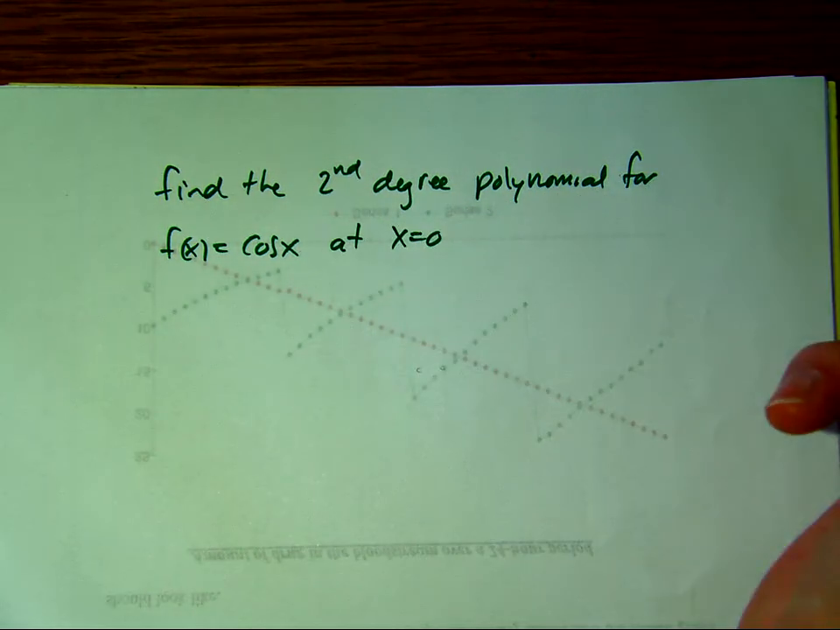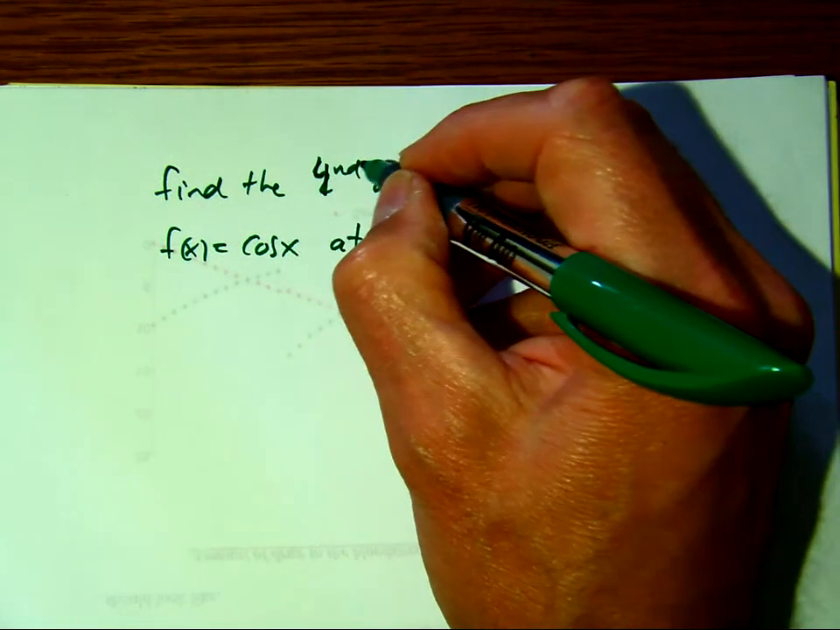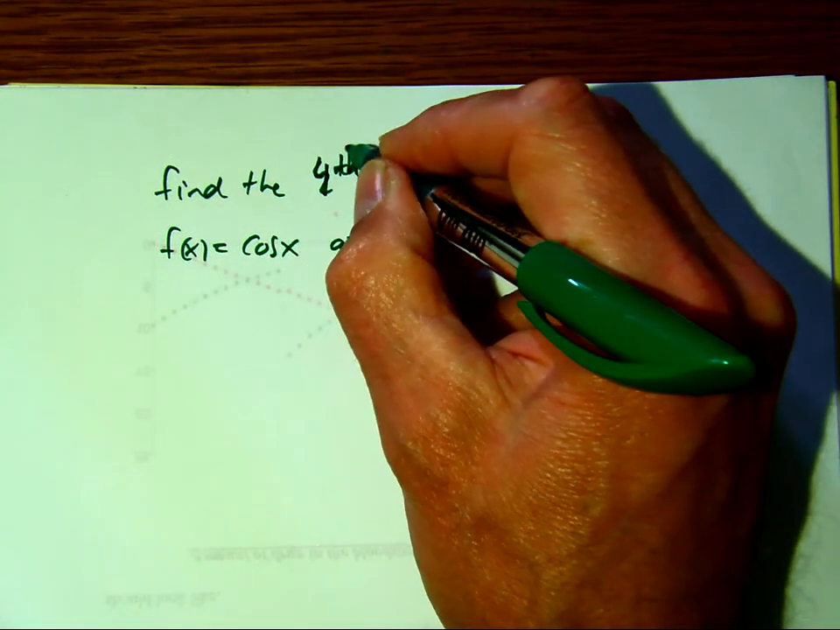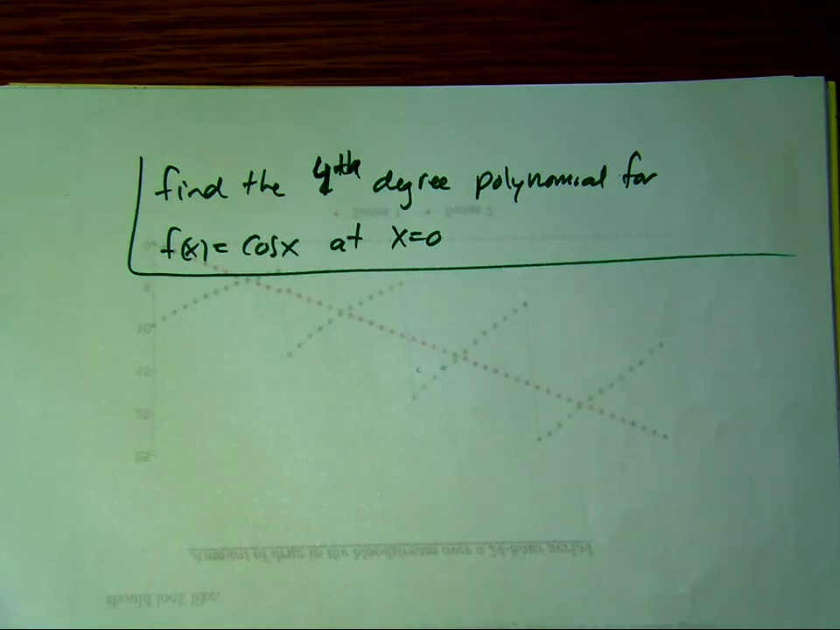Let's stay with the fourth degree. All right, do the same thing with cosine. Make sure you just find the derivatives of cosine. Pause the video and try that.